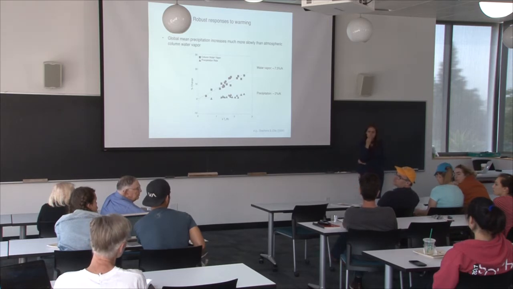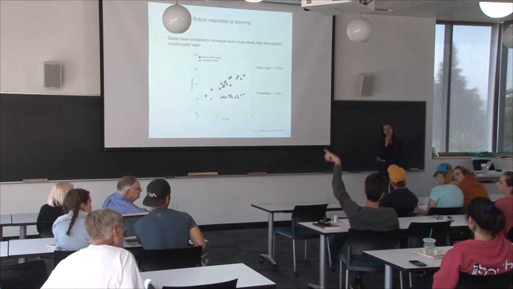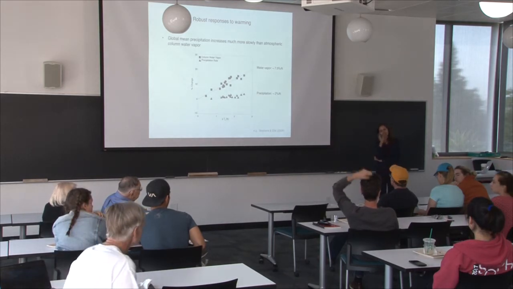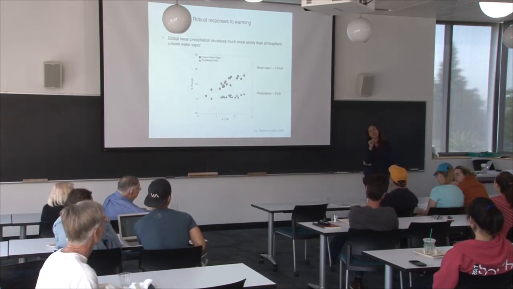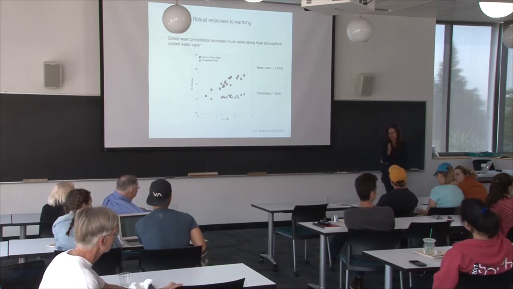Is it rain and snow? No, well, this is primarily rain. Because I was wondering what's going on in Norway in January. I have no idea what's going on. Yeah, no. So again, it's a great question.